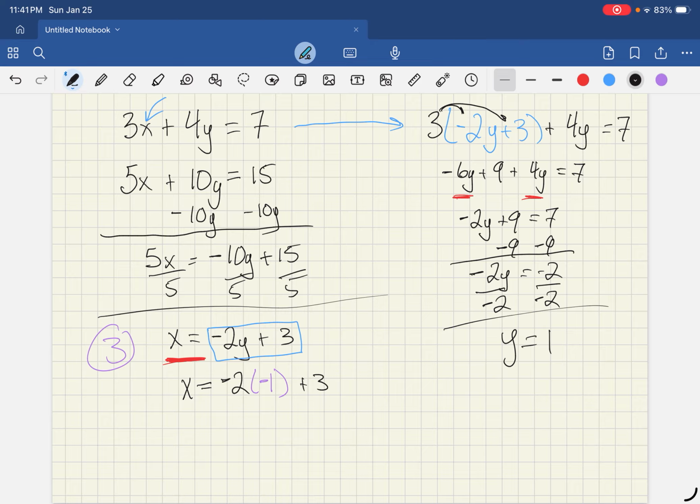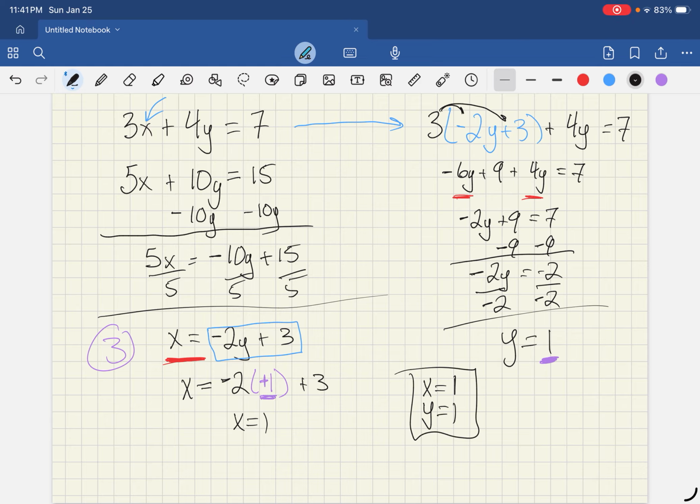Sorry, I substitute in, that should be a positive 1. Right, look over here, that is a positive 1. I need to make sure those signs are the same. Negative 2 times 1 is negative 2. Negative 2 plus 3 is 1. So in this problem, I get x equals 1, y equals 1.